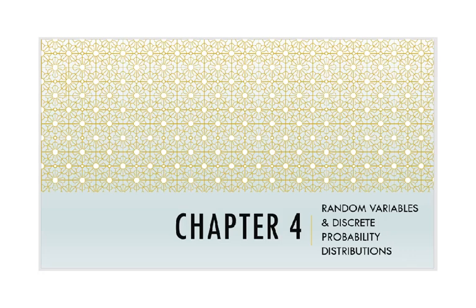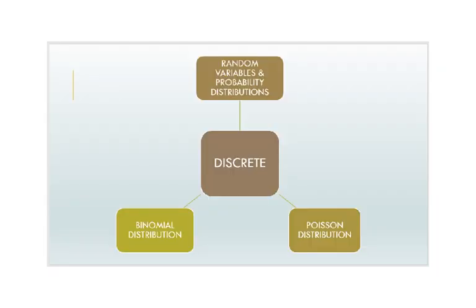Hi. So for chapter 4 we are going to learn about random variables and discrete probability distribution. Let us have a look at what subtopics we have in chapter 4. In chapter 4 we have 3 subtopics. The first subtopic is random variables and probability distribution, where we are mainly going to focus on probability distribution.